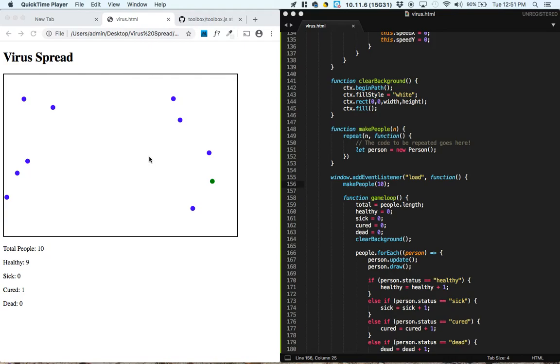In this video, I thought we could take a more detailed look at the virus spread project that we did in the last one. Not necessarily too much coding, but just looking at how this model is really useful. So let's look at what happens if we have 10 people.